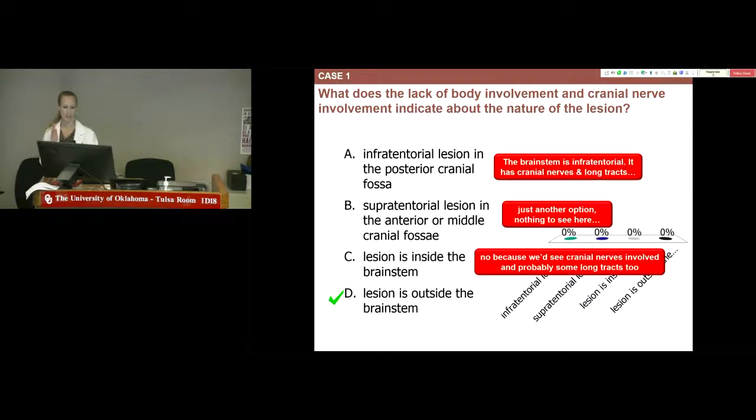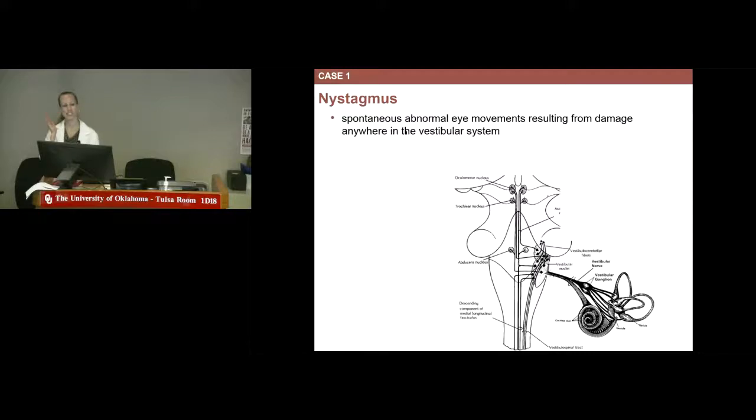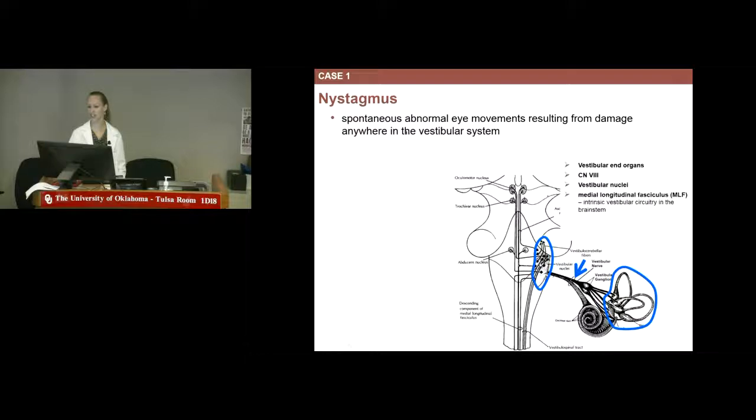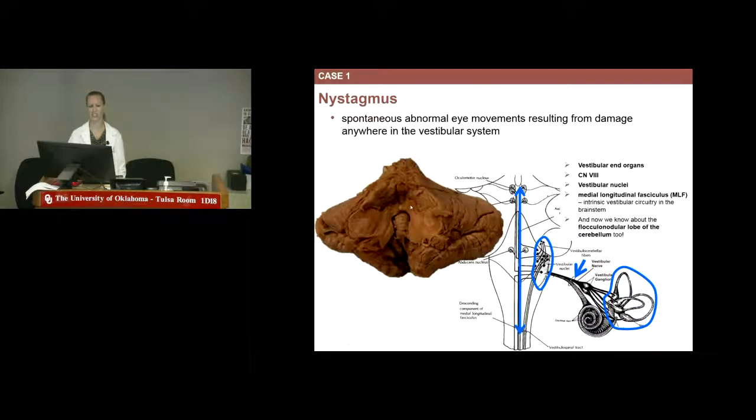All right. Okay, so what is nystagmus? That is spontaneous abnormal eye movements that result from damage anywhere in the vestibular system. So again, it's not a great localizer because look at all this territory. There's a bunch of stuff in the brainstem that can cause it. You guys, okay, what are we looking at here?